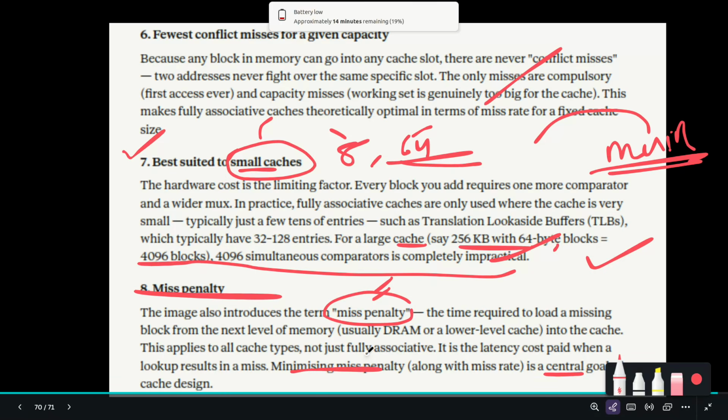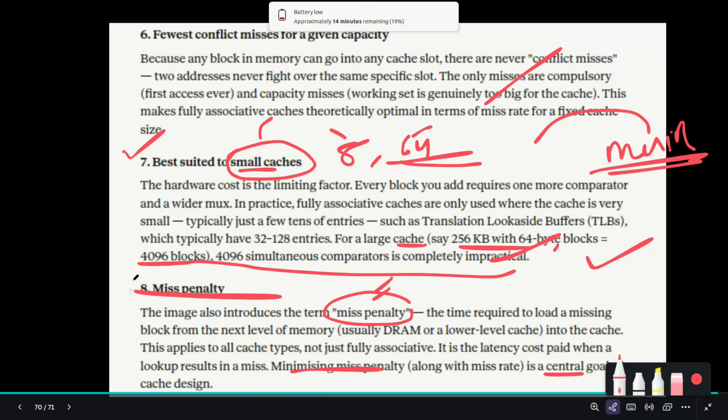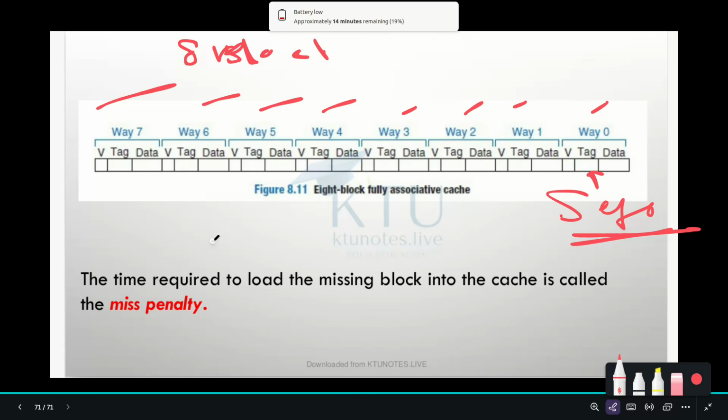So what do we mean by miss penalty? Miss penalty is the time required for us to load a missing block from the next level of memory. If you have a multiple level cache, then you have to go to the lower level. That multiple level cache topic we will discuss later. Right now, understand that miss penalty means the time taken to load the missing block from the main memory and put it into the cache. That time is the miss penalty, and ideally we have to think about minimizing it. That is the central goal for designing a cache. So this much we have to understand about fully associative. Thank you.